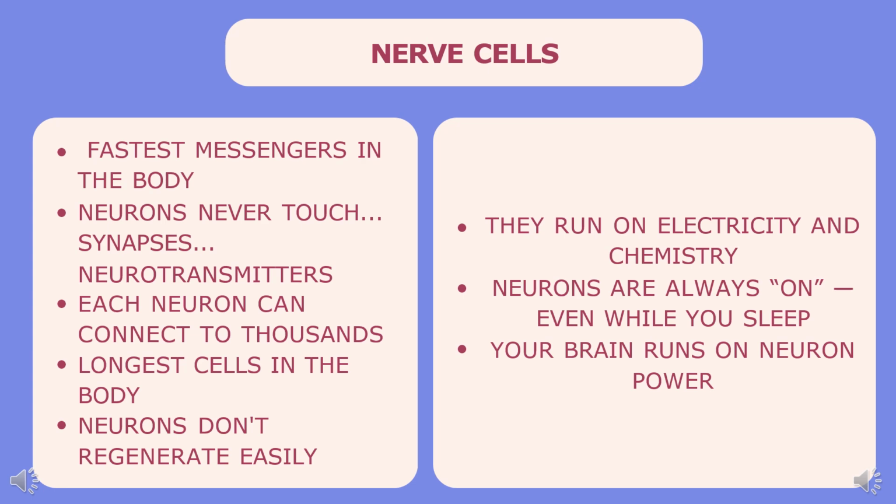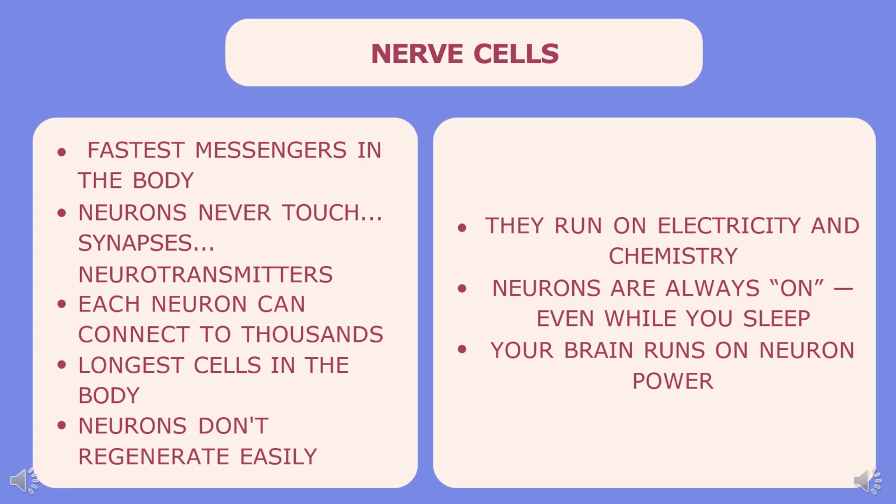Each neuron can connect to thousands of others, forming vast, intelligent networks. They're also among the longest cells in the body, with some stretching over a meter in length. And unlike other cells, neurons are always on, even while you sleep. They're busy processing, repairing, and dreaming. Your brain doesn't run on wires or code, it runs entirely on neuron power.